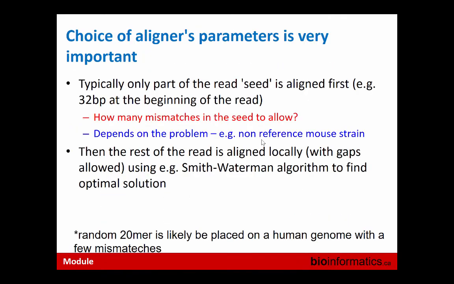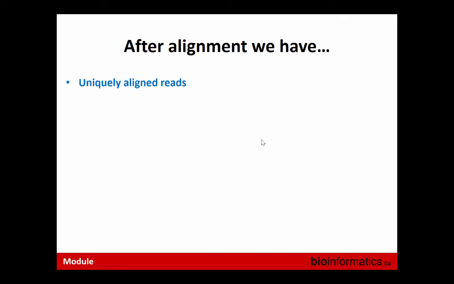For the parameters that you mentioned, like uniquely aligned, unaligned, and all of those metrics, is there a possibility to get all of these statistics afterwards? We're coming to this. Yes. There is a very good tool which gives us all statistics about our alignments.